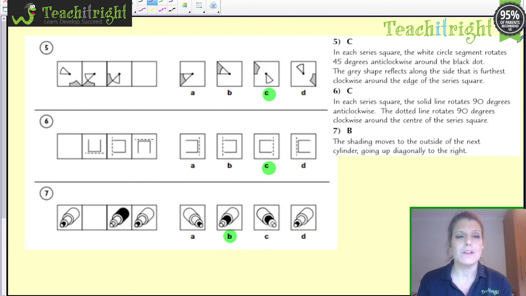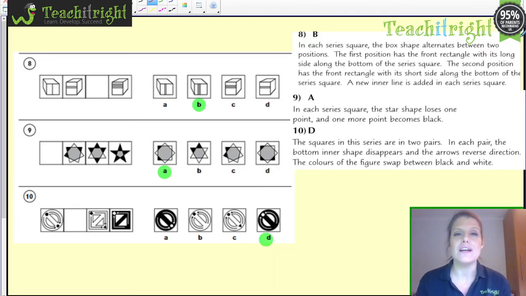With C, you can see the solid line is rotating, and that's going 90 degrees anti-clockwise. That's a quarter turn. The dotted line is rotating the other way, a quarter turn, 90 degrees clockwise around the centre of the square. 7 was B. The shading moves to the outside of the next cylinder, going up diagonally to the right.